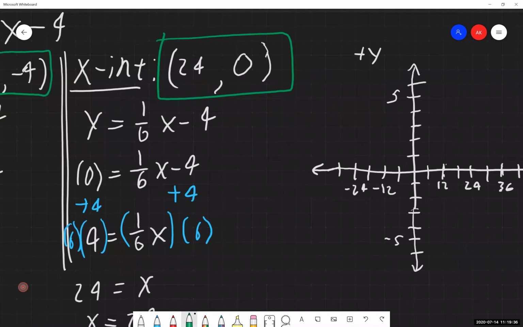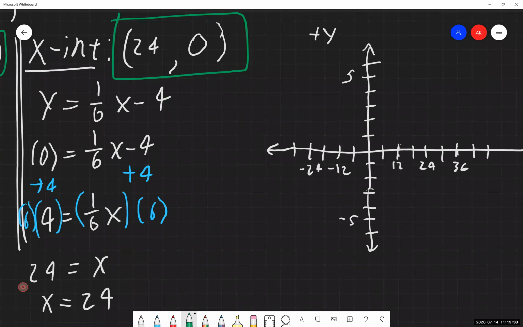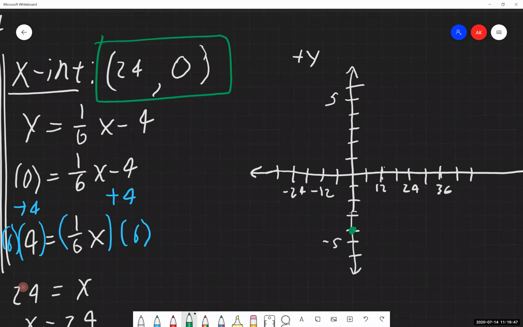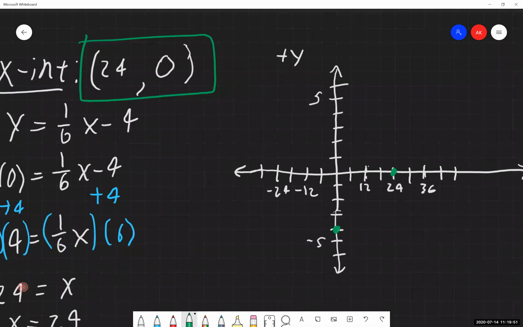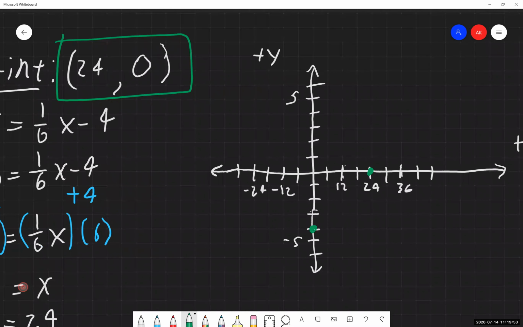So we find that point, so 0, -4, 1, 2, 3, 4. So 0, -4 down here. And our x-intercept at 24, 0, right over here. Connect those 2 points together. Again, you guys will have a straight edge for doing this, and it'll look better than mine. And there we have our graph.